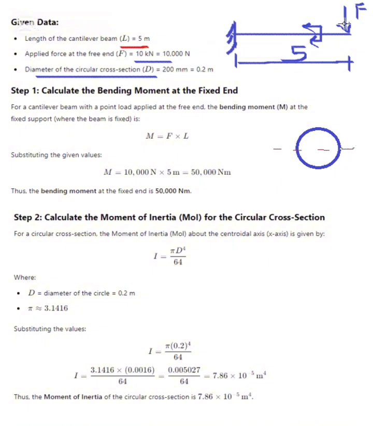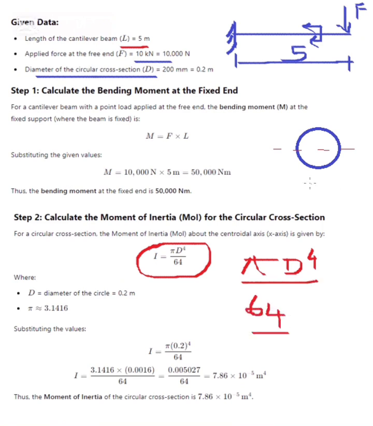This is the major axis, and the moment of inertia we can calculate. That moment of inertia is I equal to pi d power 4 by 64. That's the moment of inertia for the circular cross section.